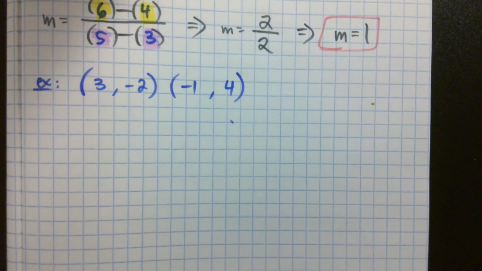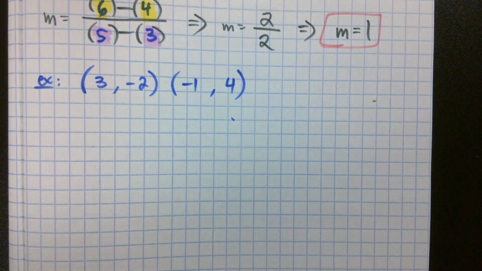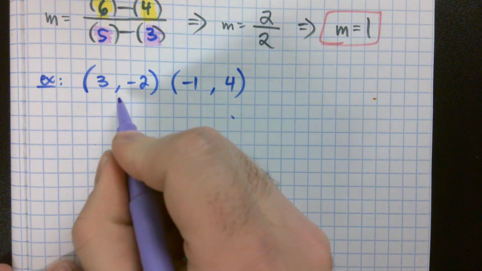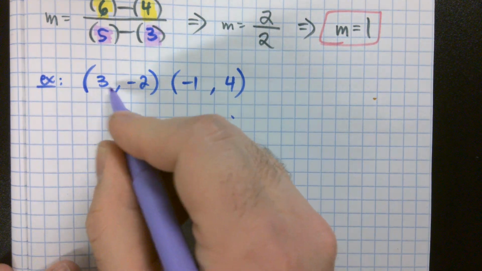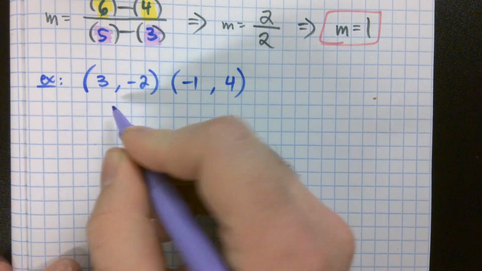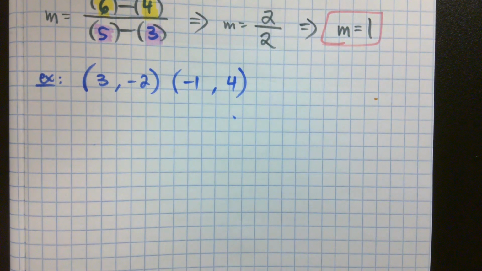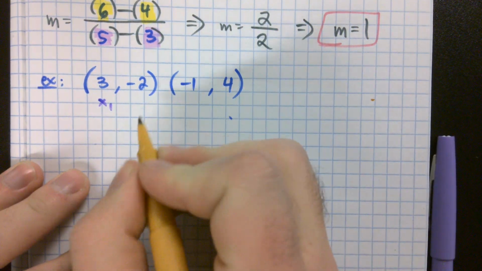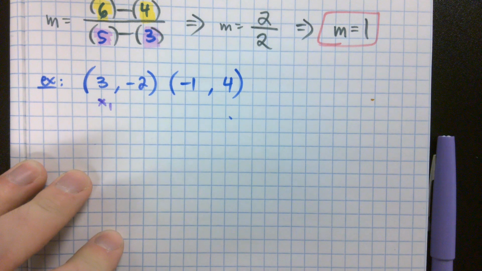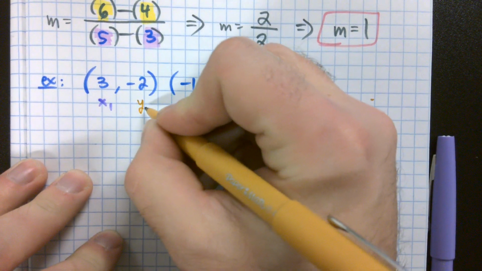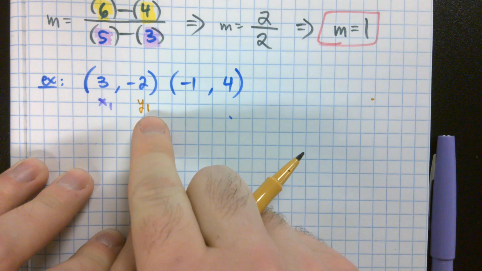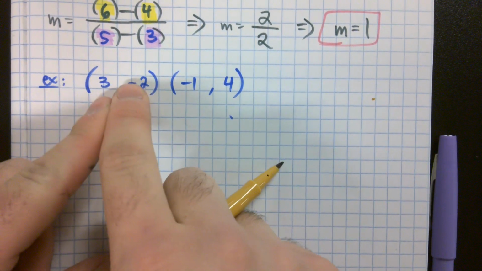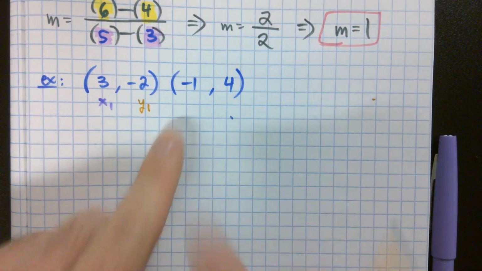What's the first thing we need to do with our points? We're going to label them, exactly. So 3 is my first x value. What label can we give that 3? If it's my first x value, x1. Negative 2 is my first y value. What can we label that one as? Y1. It's my first y value. Our little subscript numbers have to be in the same point. So 1 and 1, 2 and 2.